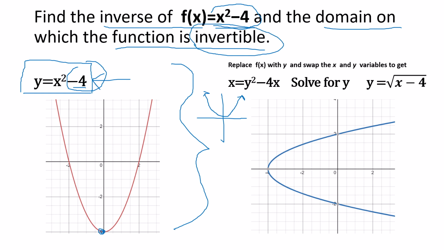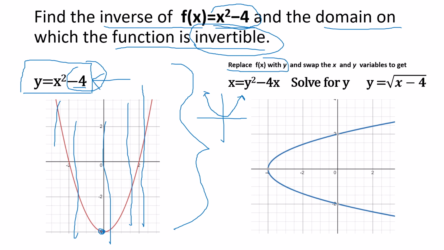Before we do, let's talk about the domain. If you recall in Unit 1, we knew that this was a function with a vertical line test. Every time you draw a vertical line in this function, it's only going to cross at one point. There's only going to be one y for each x. So when we invert this, we're going to replace f of x with the y. So we're going to take this. We've already done that here. And then we're going to swap the x and the y.